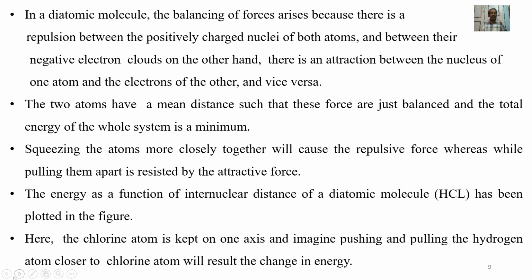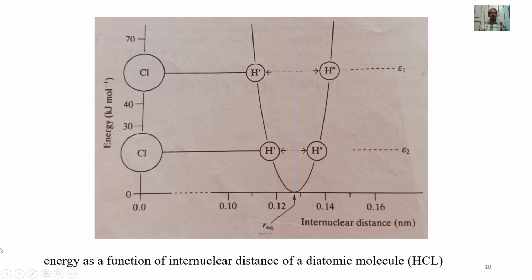Here the chlorine atom is kept on one axis, and imagine pushing and pulling the hydrogen atom closer to the chlorine atom will cause a change in energy. So stretching and compressing will result in a change in energy. So this is the example. We have hydrogen chloride. Cl is heavier than hydrogen, so Cl is fixed and hydrogen moves back and forth. So compression and extension, stretching and extension.